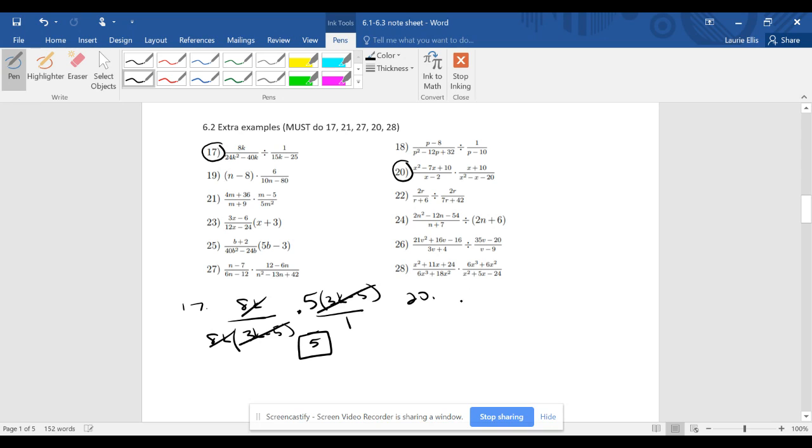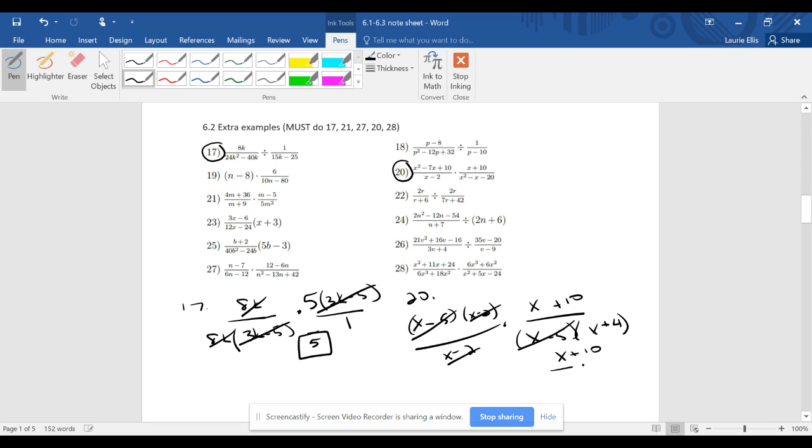Okay, for 20. My numerator is x minus 5, x minus 2. My denominator is x minus 2 times, numerator is x plus 10. That doesn't simplify. My denominator is x minus 5 times x plus 4, sorry. There we go. So the x minus 5 cancels here. The x minus 2's cancel. So I'm left with x plus 10 over x plus 4.